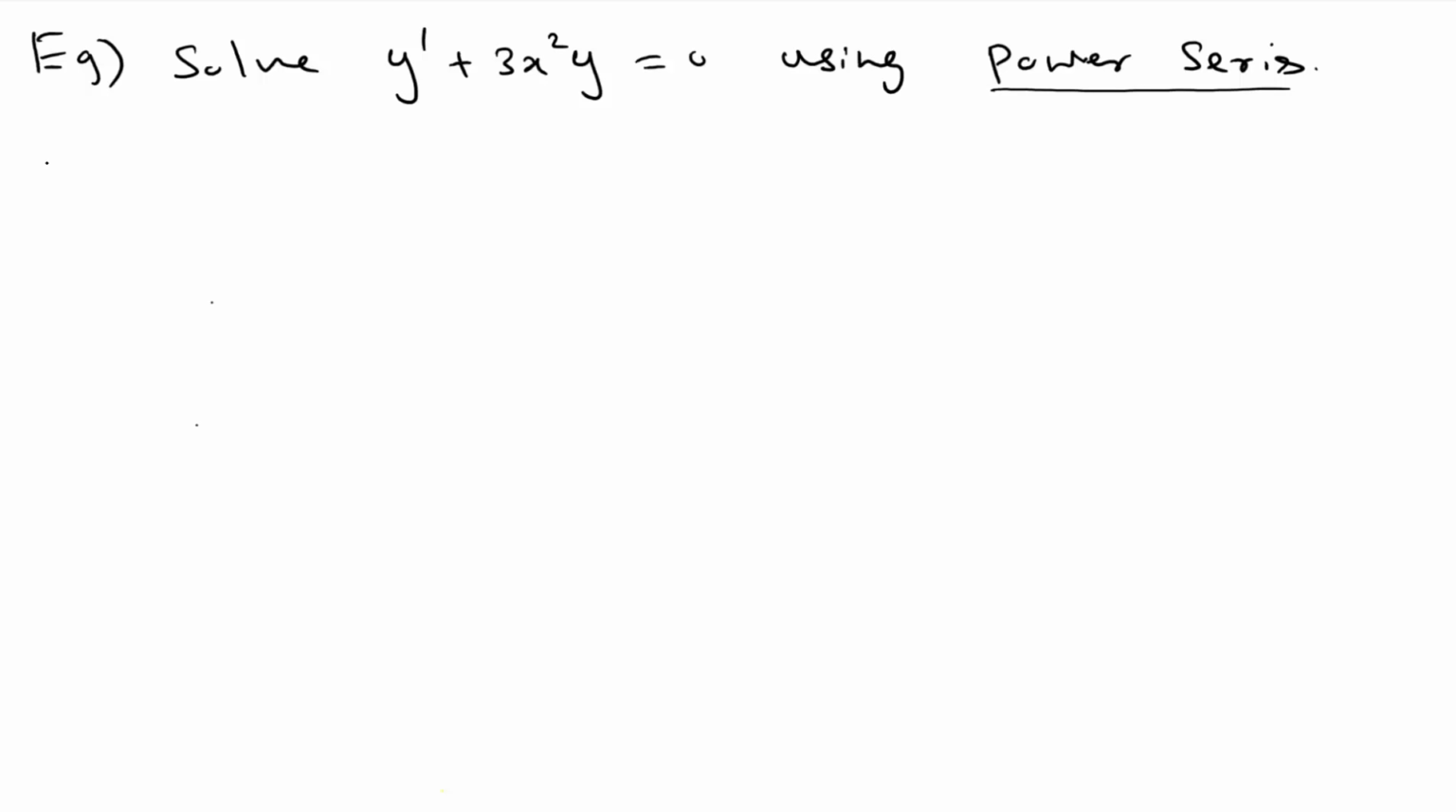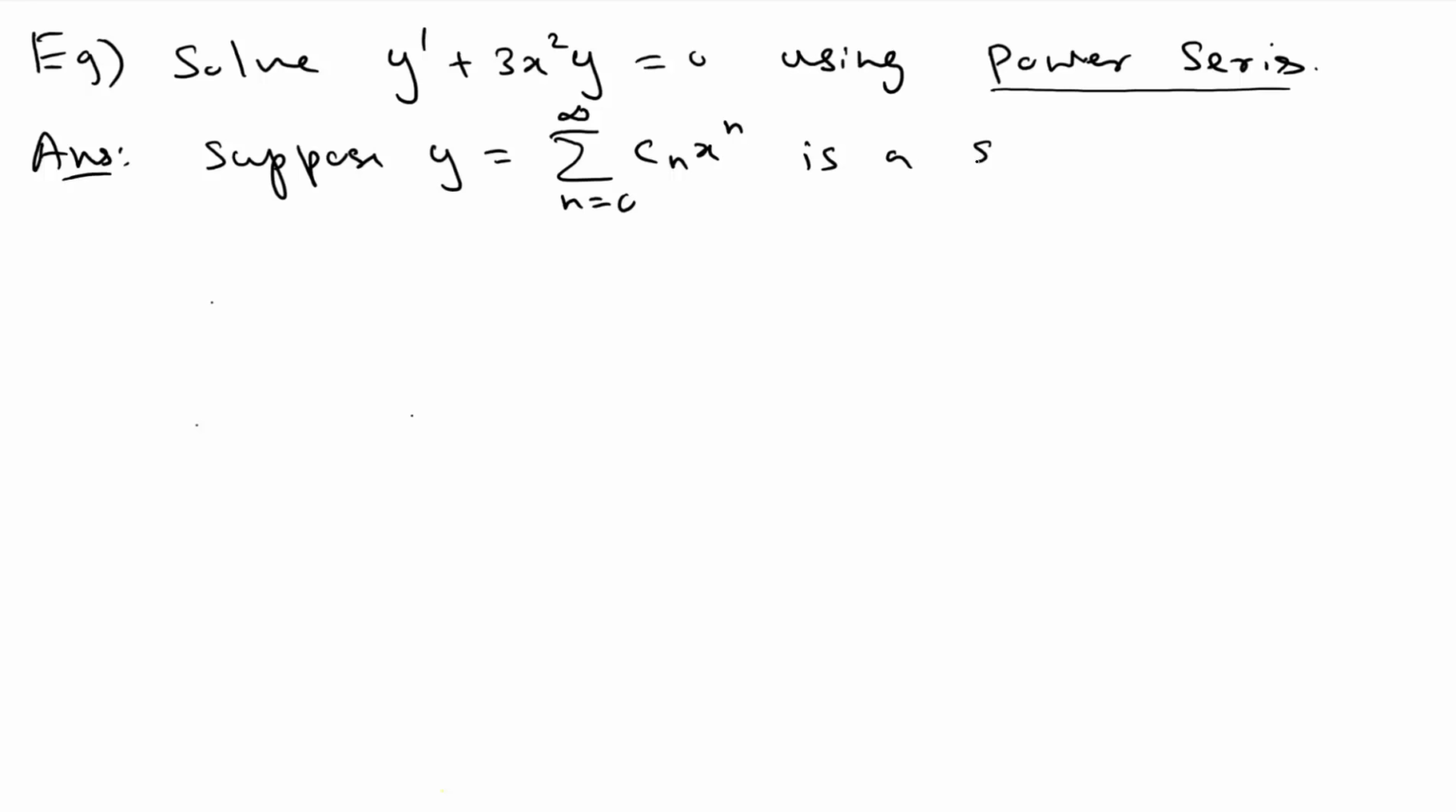So the answer: we're going to suppose y equals sigma n going from 0 to infinity of cₙxⁿ is a solution for an ordinary point x, so that means there is some kind of interval where that works.